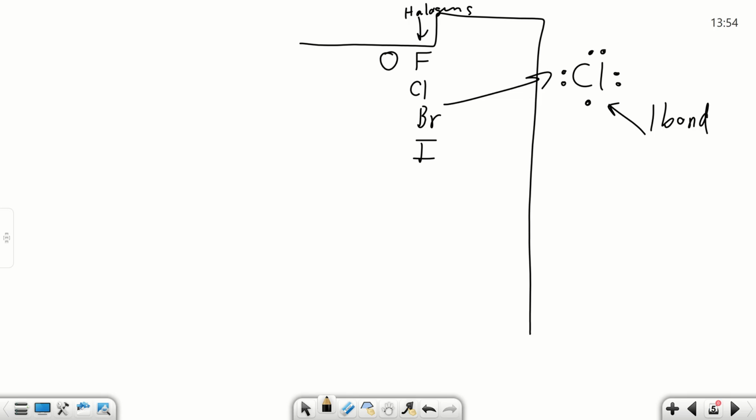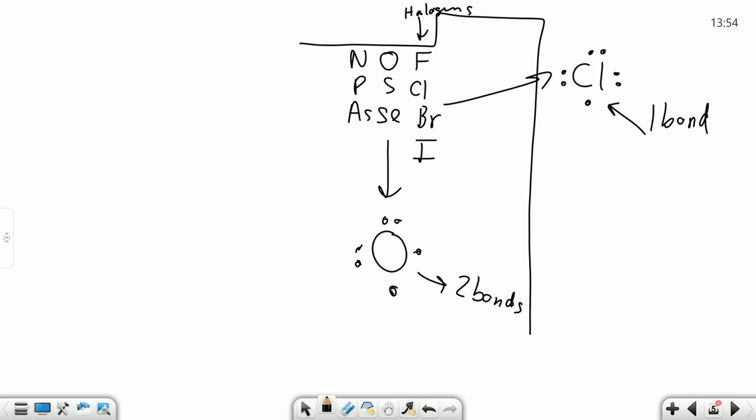If I go to the next group, O, S, Se, those are usually the 3 elements you're going to use. These guys have 6 dots. 1, 2, 3, 4, 5, 6. So they're going to want to form 2 bonds. Then you go to the next group, N, P, As. Guess what? They have 3 lone electrons. They're going to form 3 bonds.